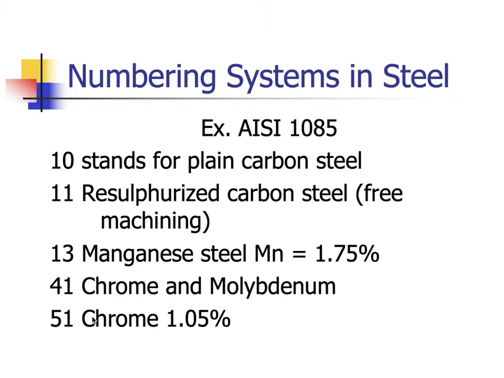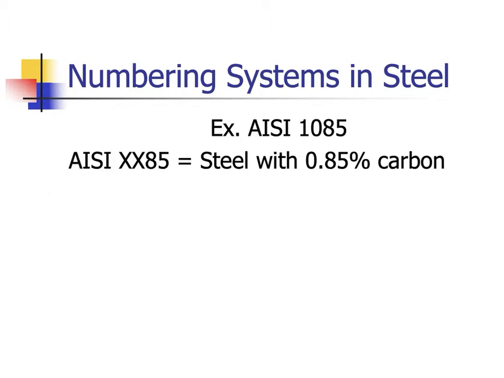And then 51, 50, it's 52100 or 51 and 52 are chromium. That would be a ball bearing steel. So this one's got 1.5 or 1% chromium in that steel. Okay. So that was the first two digits.